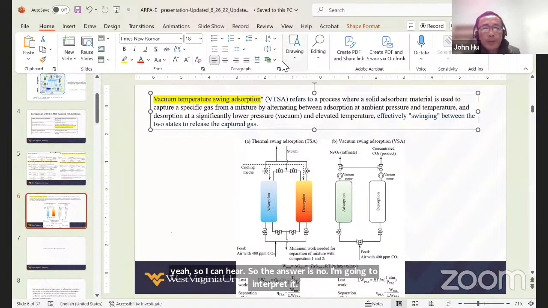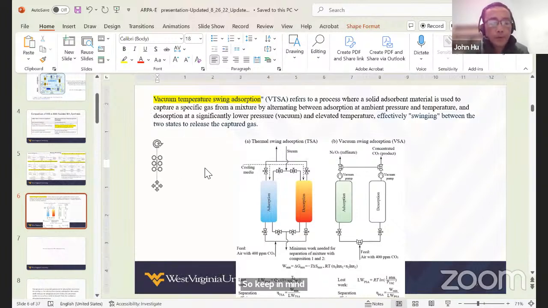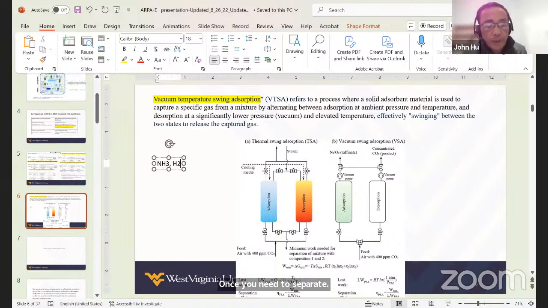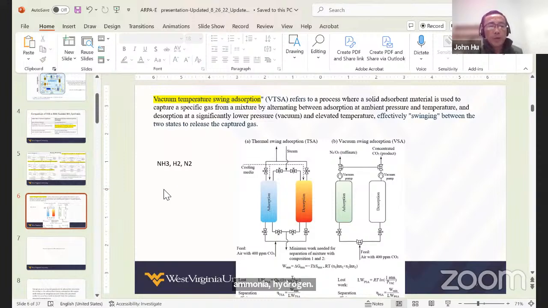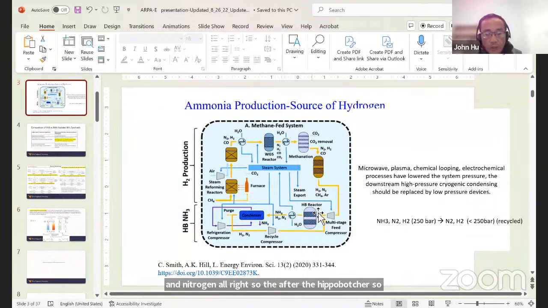So keep in mind, in downstream separation, what you need to separate: ammonia, hydrogen, and nitrogen. All right. So after the Haber-Bosch reactor, so let me put it this way. If you look at after the Haber-Bosch reactor, that's 3 components. Ammonia, hydrogen, nitrogen.